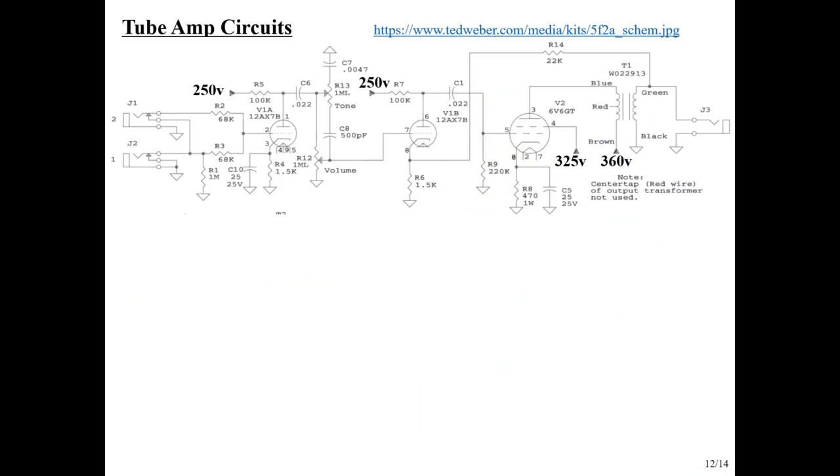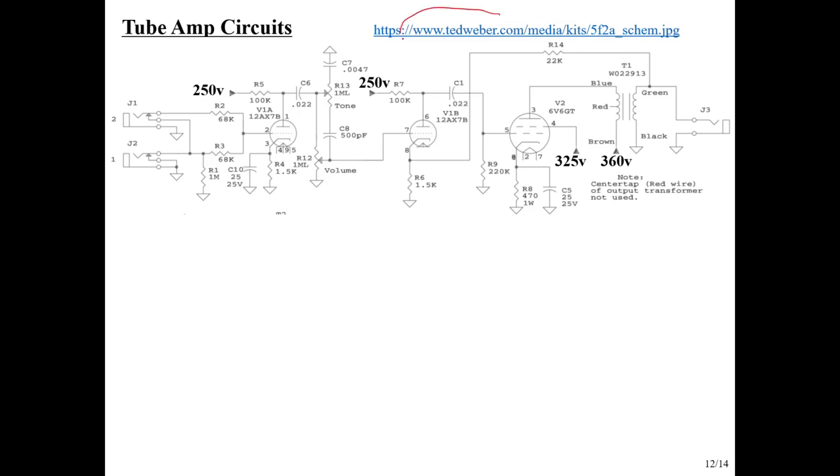Okay, so that's transistor circuits. Well, tube amp circuits are made out of tubes, and tubes are the precursors to transistors, and so we would expect there to be similar operations. Similar, but not the same. I've got this schematic. This is a schematic for an old Fender amp known as a 5F2A. That's the old Princeton Tweed back in the 1950s.